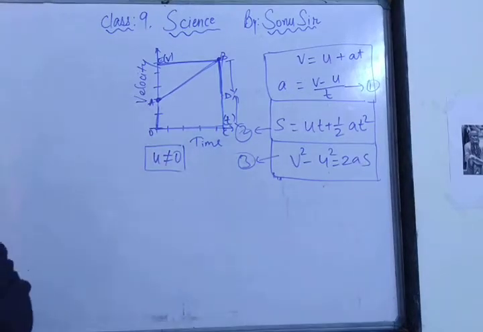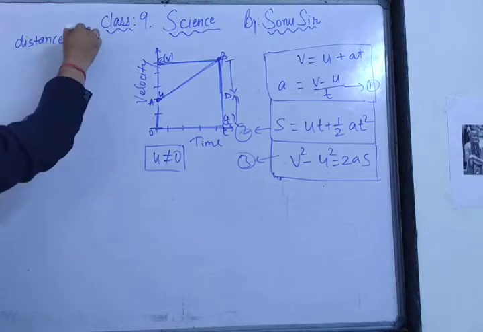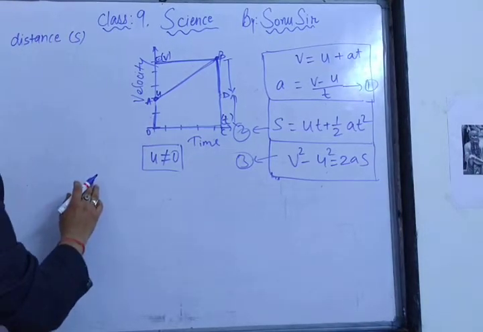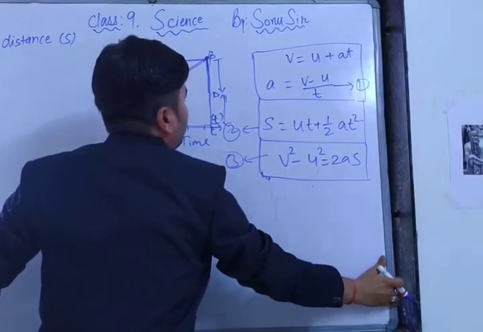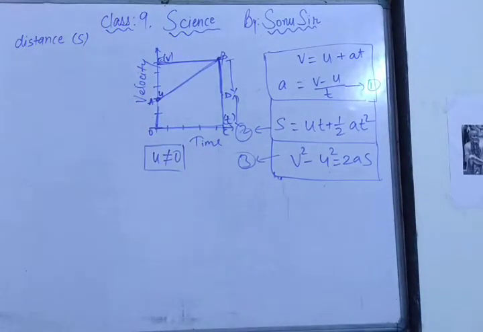Got it? This is our initial velocity. As in the question, let us consider that the object has traveled a distance s in the time t under the uniform acceleration a. Here we are considering that the object has traveled a distance s.